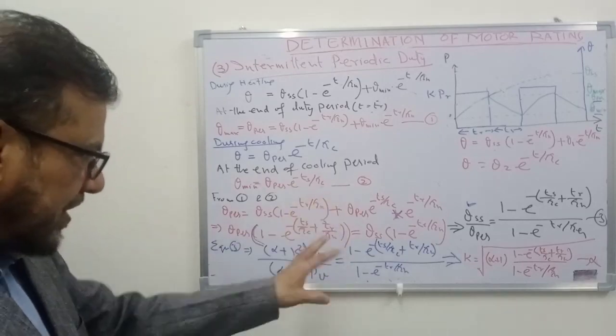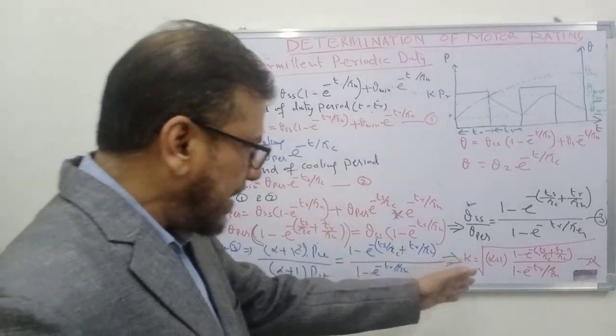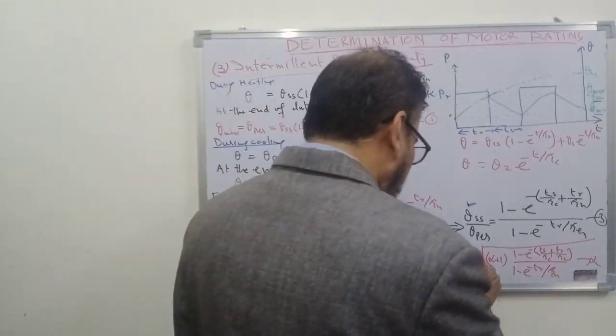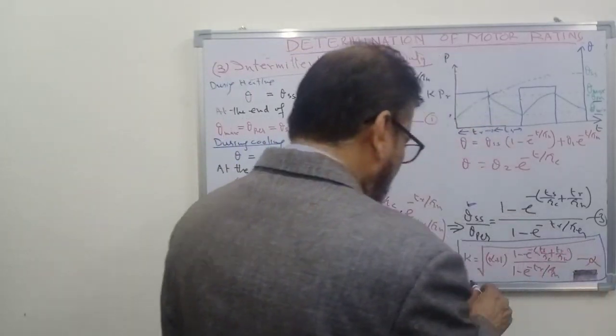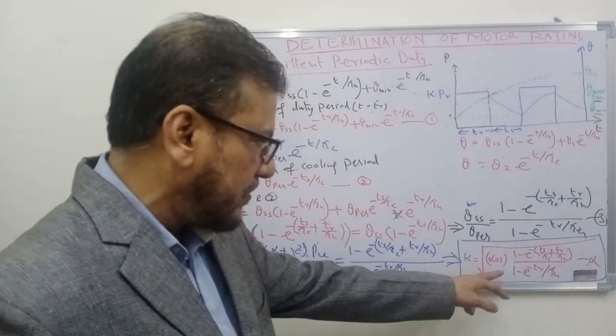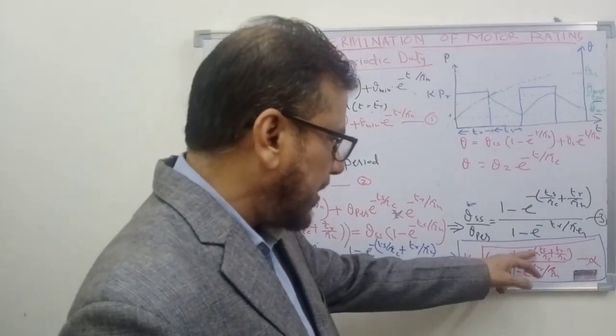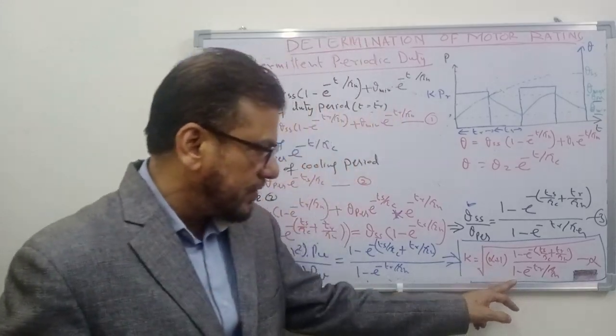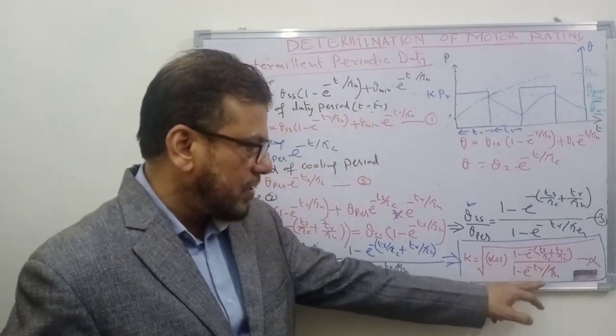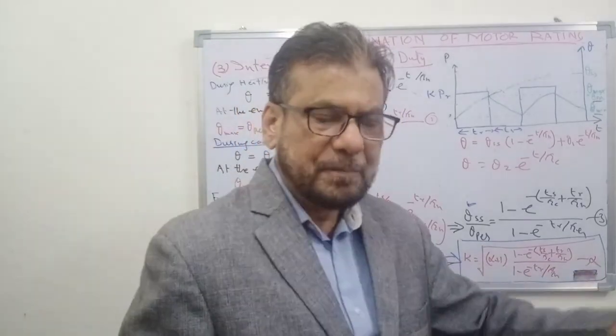Now you can rearrange your terms and you can find this factor k equal to the square root of alpha plus (1 minus e to the power minus (ts upon tau c plus tr upon tau h)) upon (1 minus e to the power minus tr upon tau h), minus alpha.